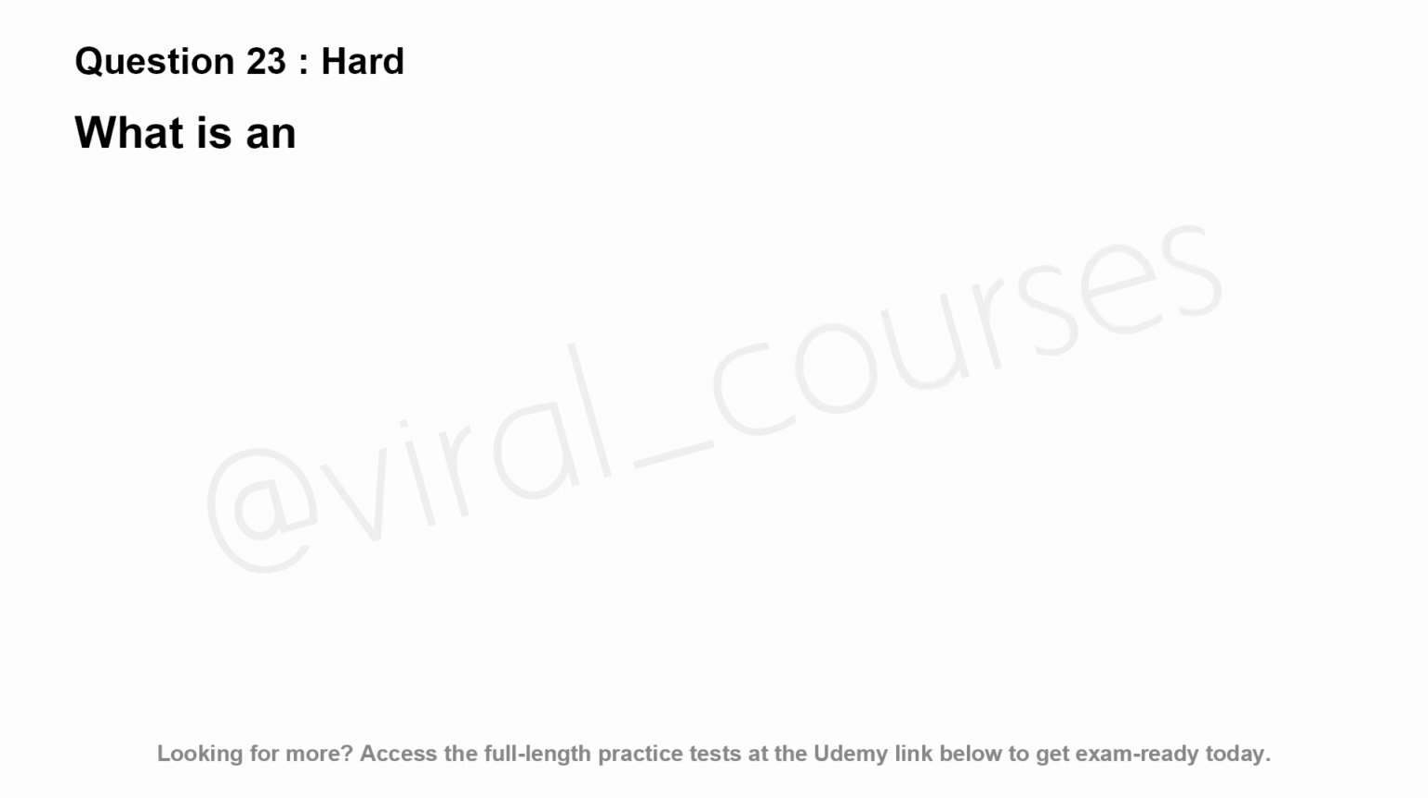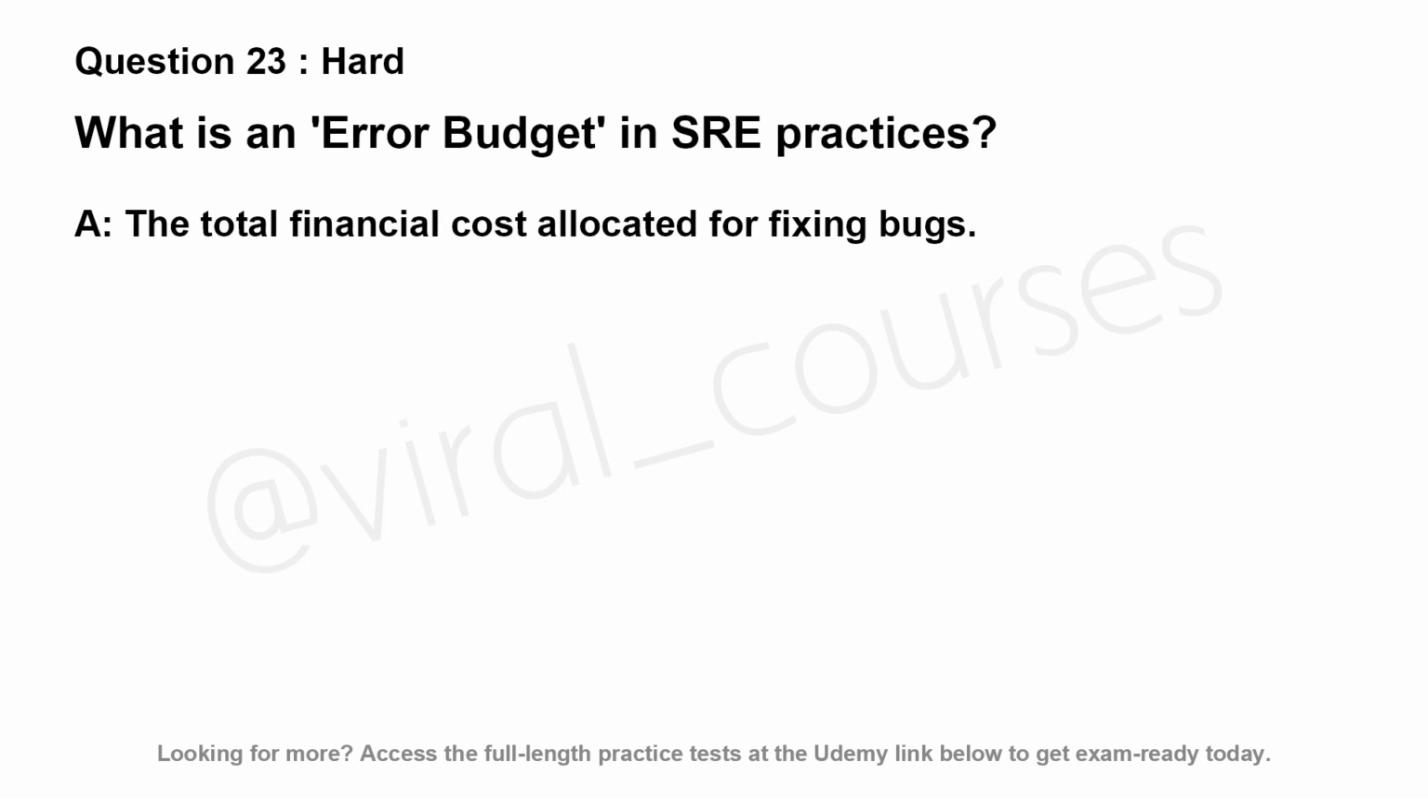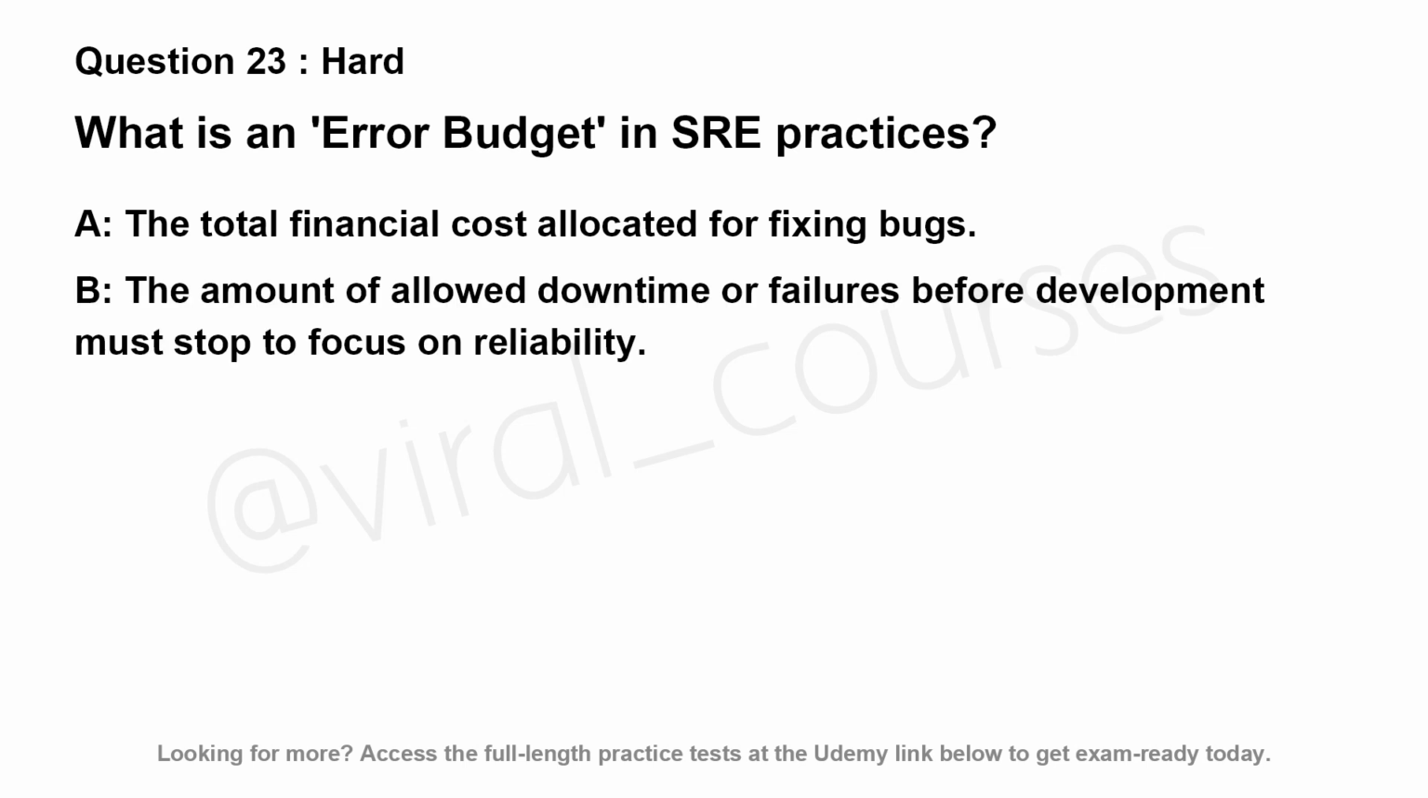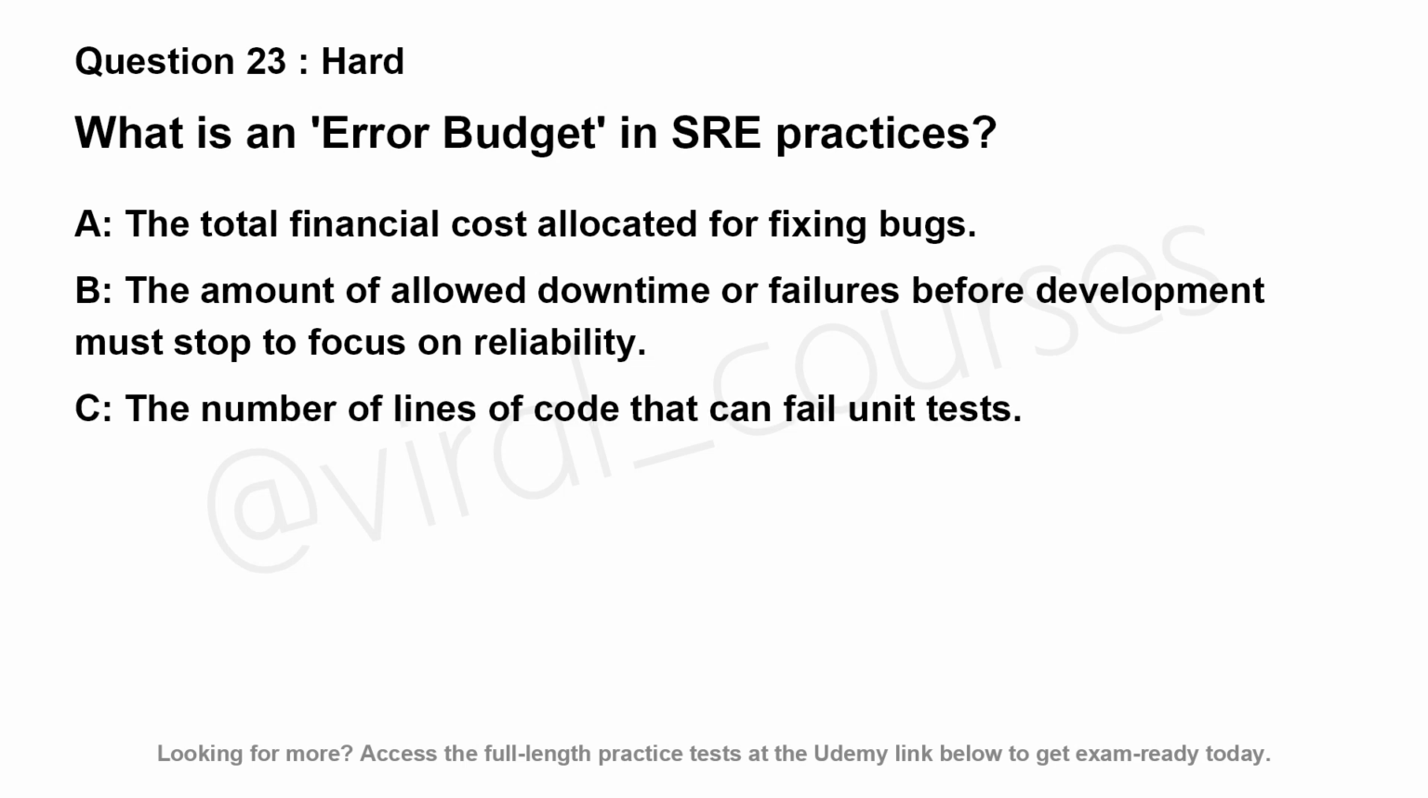What is an error budget in SRE practices? Option A. The total financial cost allocated for fixing bugs. Option B. The amount of allowed downtime or failures before development must stop to focus on reliability. Option C. The number of lines of code that can fail unit tests. Option D. The salary of the on-call engineer.